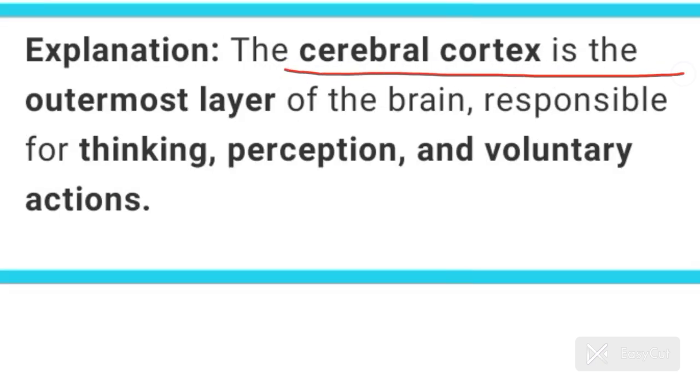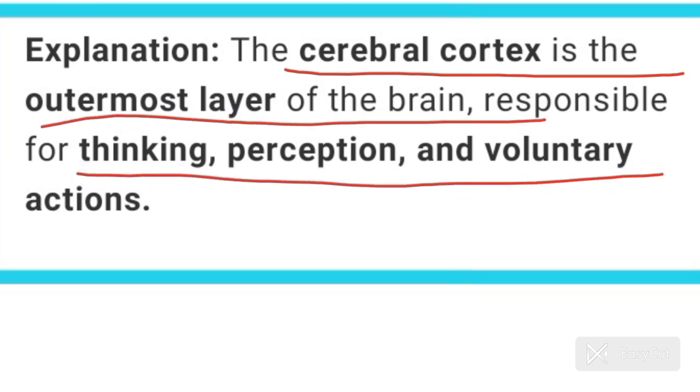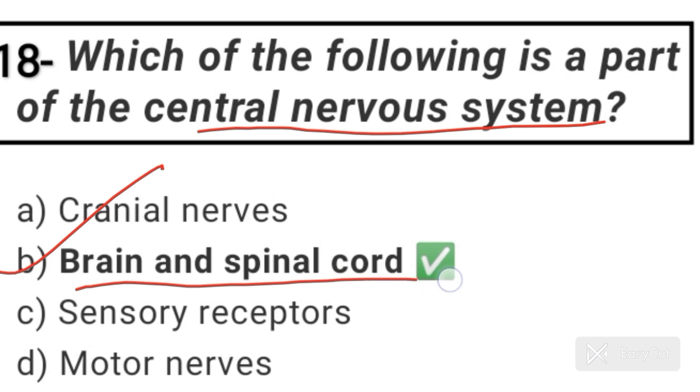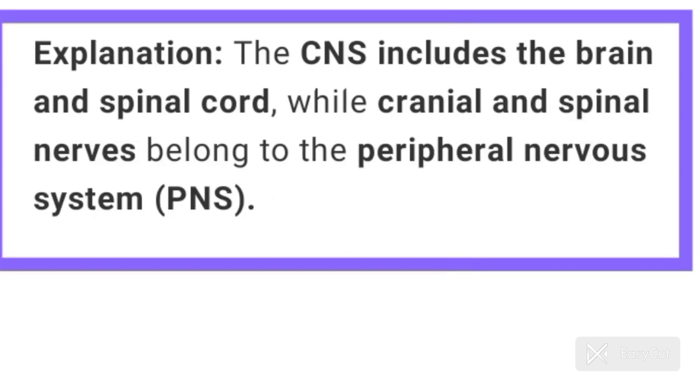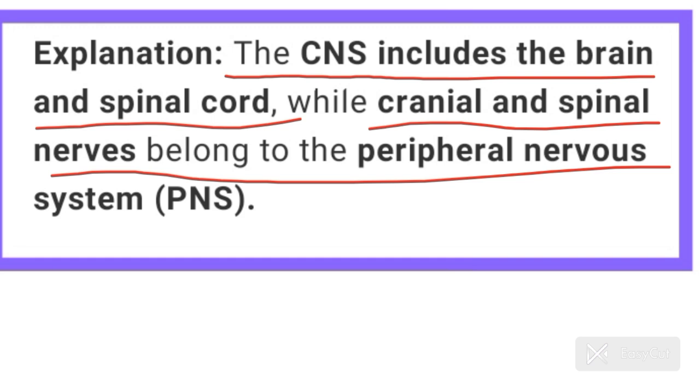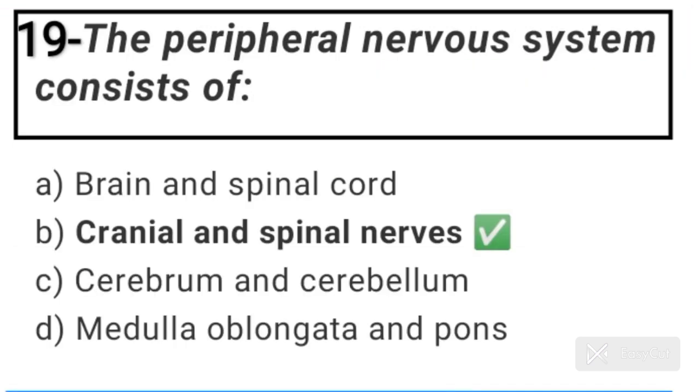The cerebral cortex is the outermost layer of the brain responsible for thinking, perception and voluntary actions. Question number 18. Which of the following is a part of the central nervous system? Answer is option B. Brain and spinal cord are the part of central nervous system. The central nervous system includes the brain and spinal cord, while cranial and spinal nerves belong to the peripheral nervous system. Now come to the next question, number 19.